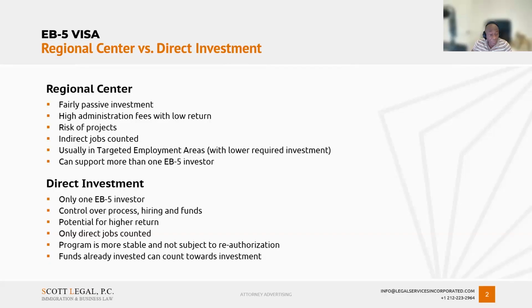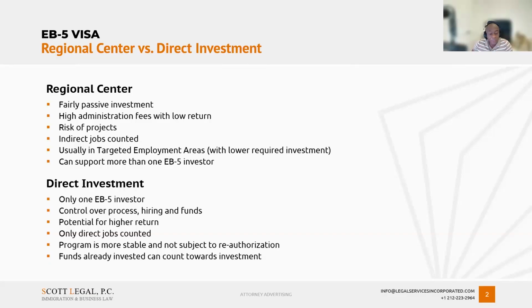As I said before, you can't count indirect jobs when the project is a direct investment project. And the other big difference is that with direct investment projects you can only have one EB-5 per entity. That's something that was introduced in 2022. Before, you could pool investors together and say, okay, if you have 10 investors and they each invest the required amount, each of them can get an EB-5 green card as long as there are 10 jobs per investor created. But that was changed in 2022. So now for direct investment, there can only be one green card per entity. So that was a big change in 2022.